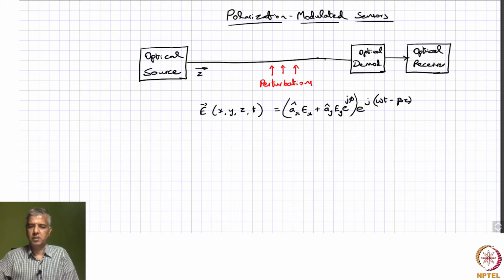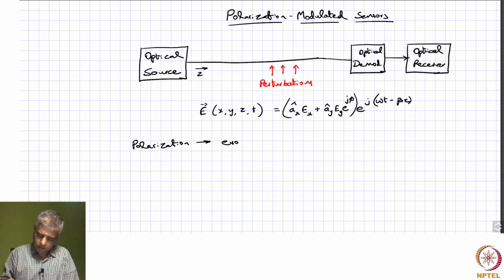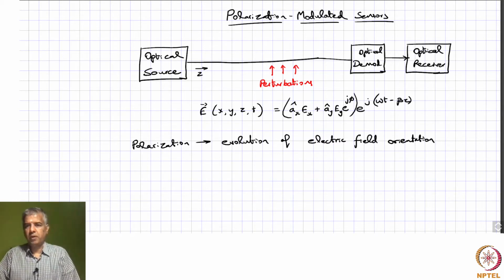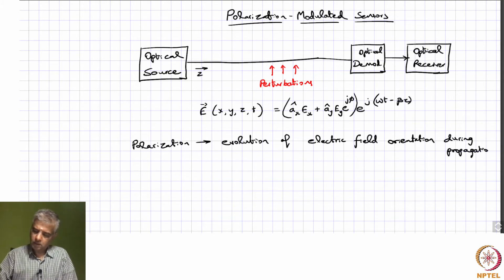What is polarization? Well, polarization can be defined as the evolution of the electric field orientation. Light is an electromagnetic wave, so the orientation of the corresponding electric field during propagation is what we are tracking as far as polarization is concerned.